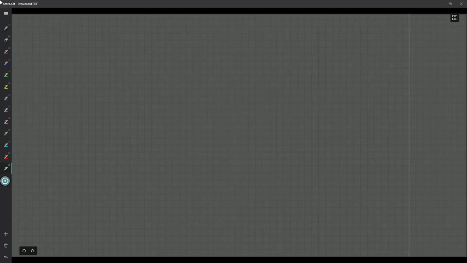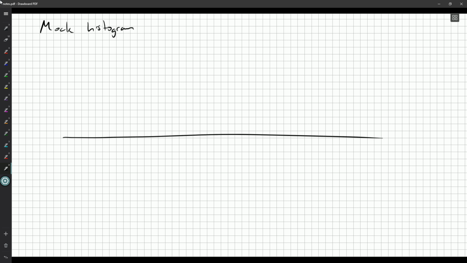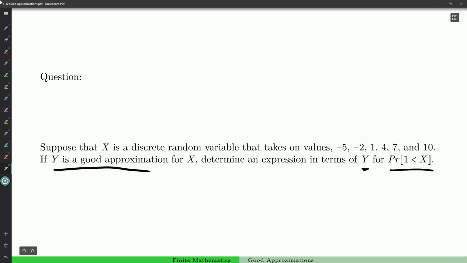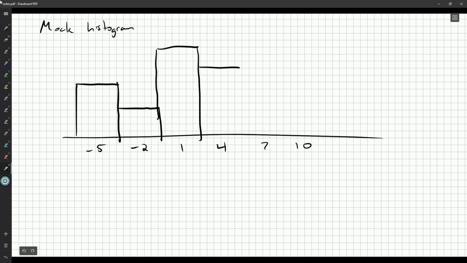So the best approach for something like this is to draw a mock histogram. It doesn't have to be particularly accurate, it just needs those main features of histograms. The rectangles we make need to be centered above the values that x takes on. I think we go up to 10, right? Yeah. You'll notice each of these is going up by 3, so each of the rectangles we make has a width of 3. But after that, it's entirely up to us how we choose to shape our histogram. So we just draw whatever we want.